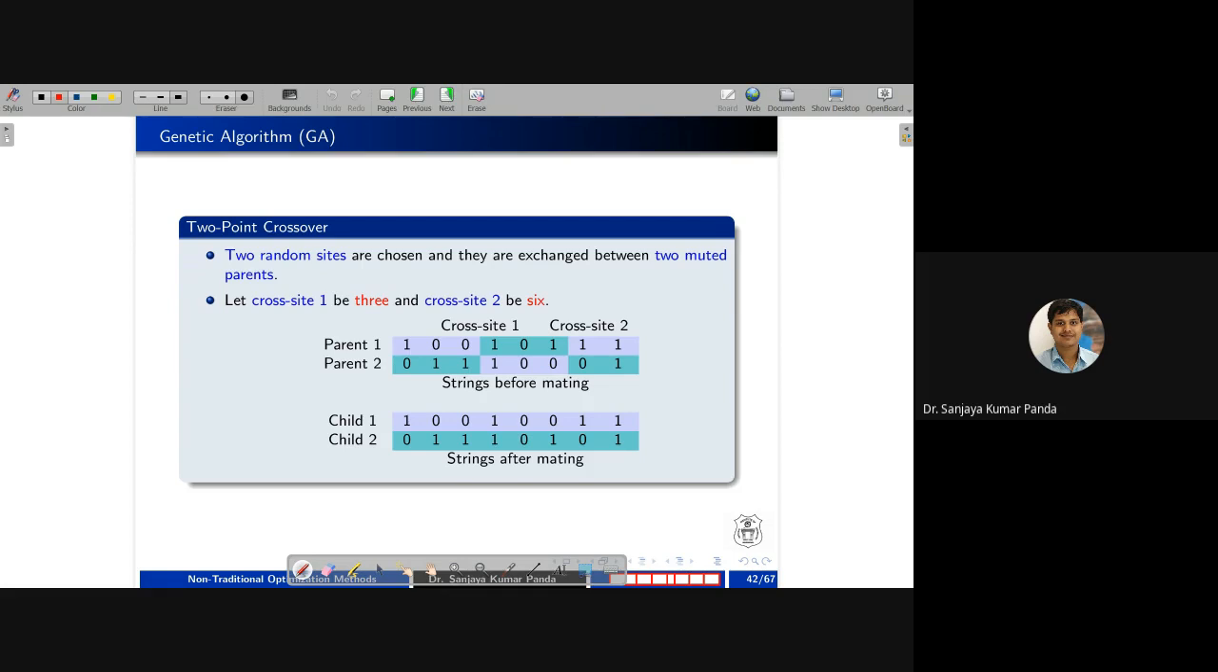If you go for 2-point crossover, instead of having only one cross site, you have more than one cross site. Like this is one cross site, this is another cross site. So I am taking the first part of parent 1, the second part from parent 2, the third part from parent 1. Similarly, I am taking the first part of parent 2, the second part of parent 1, the third part of parent 2. In this way, you can generate two different children using 2-point crossover.